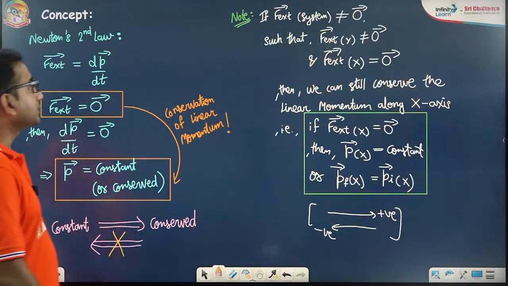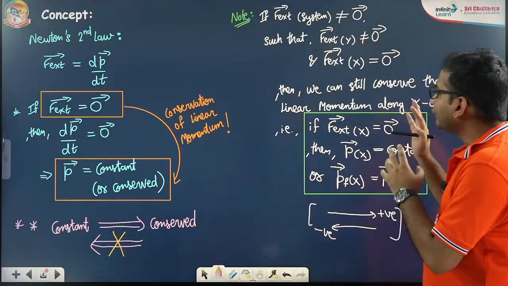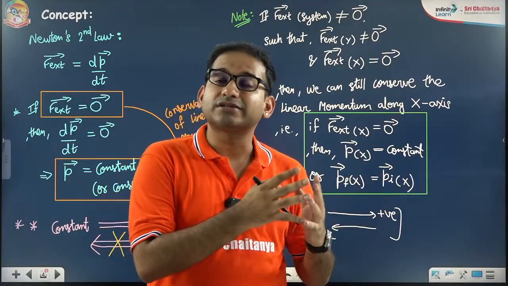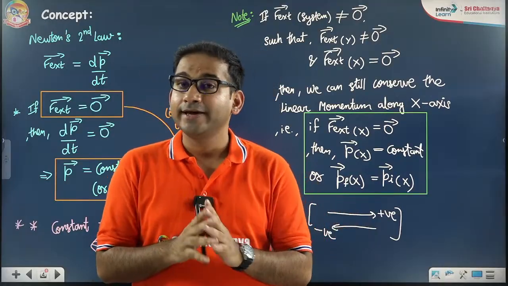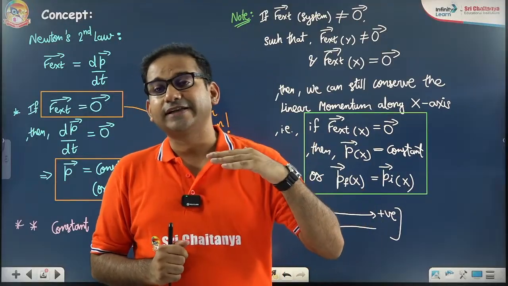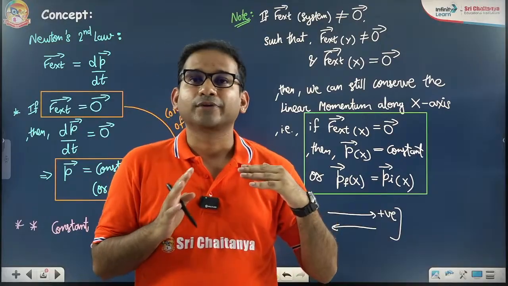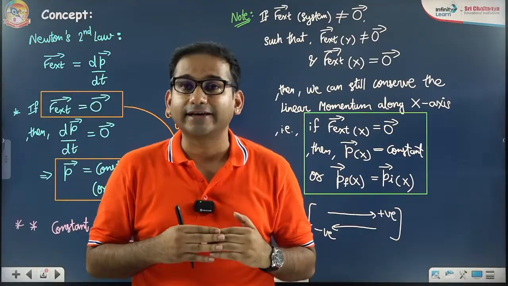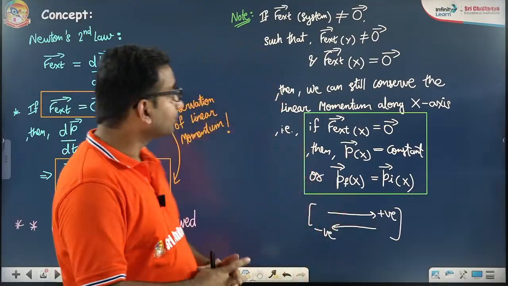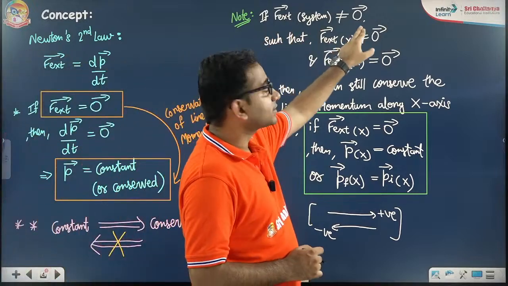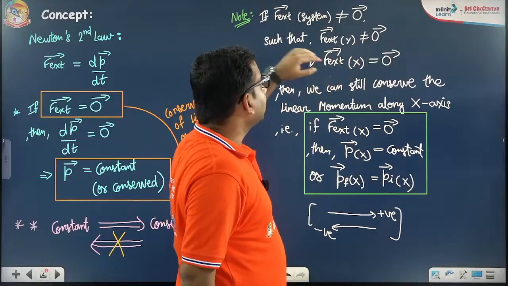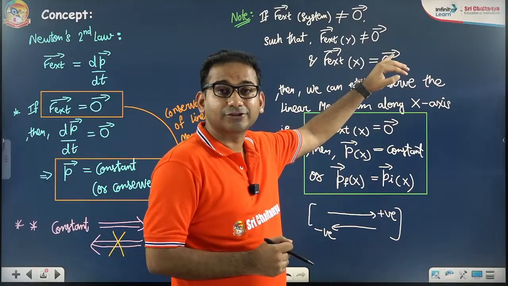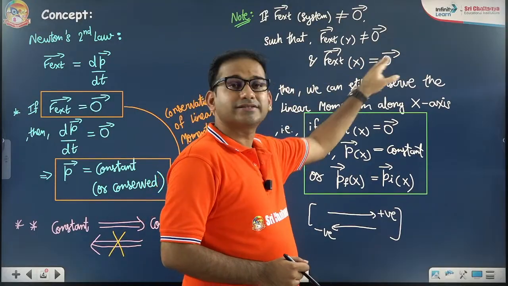Now, going towards the next part: sometimes the overall external force acting on the system is not zero, so the overall system's momentum cannot be conserved, but in a specific direction you may have external force zero. So the conservation of momentum technique can only be applied in that particular direction in which the external force is zero. Suppose the external force on the system is non-zero along the y-axis, say because of gravity, which in most cases acts in the y direction, but the external force in the x direction is zero.